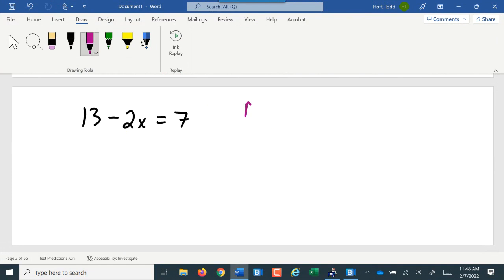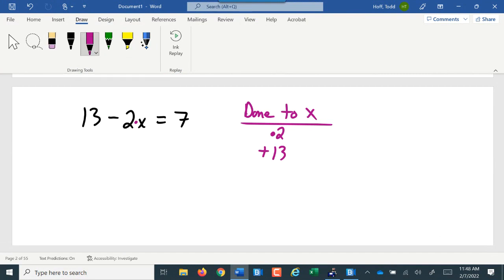This one doesn't look like it's a lot more complicated, but it is, and it comes down to one of those very initial steps of figuring out what has been done to x. Most people look at this equation, they think there's been subtraction. There has not been subtraction here. If you look at what was done to x, x was multiplied by -2. And then the 13 is positive, so the 13 has been added to it.